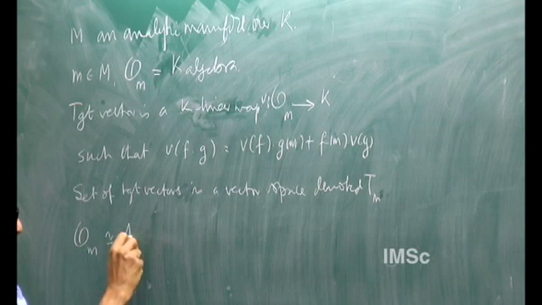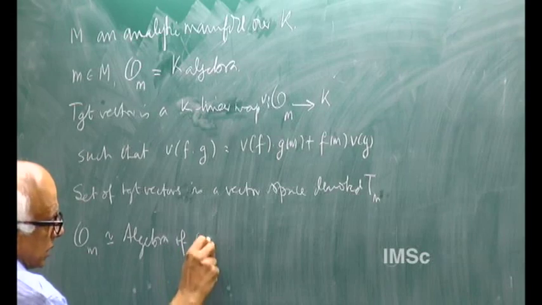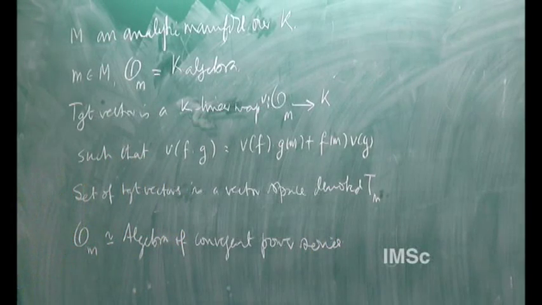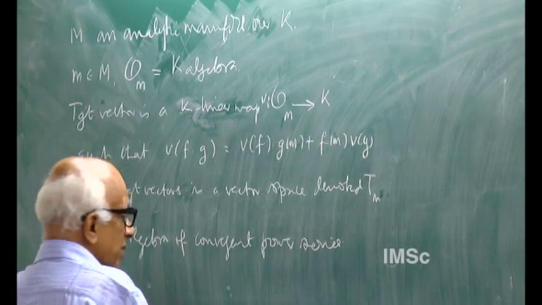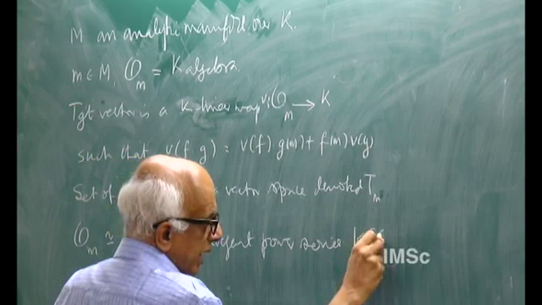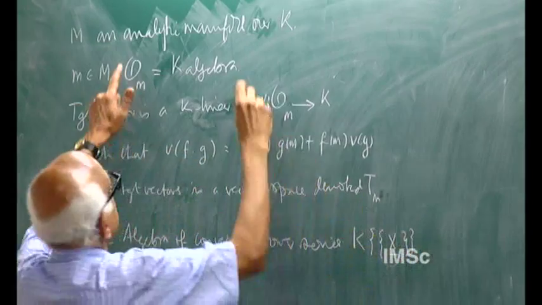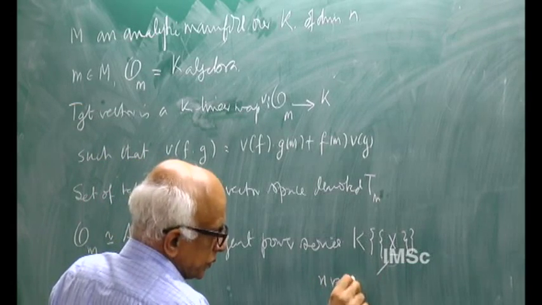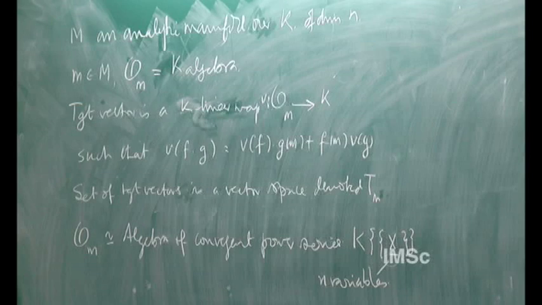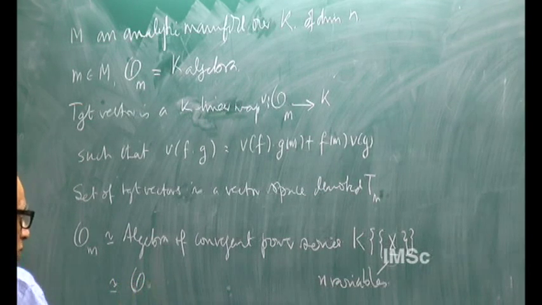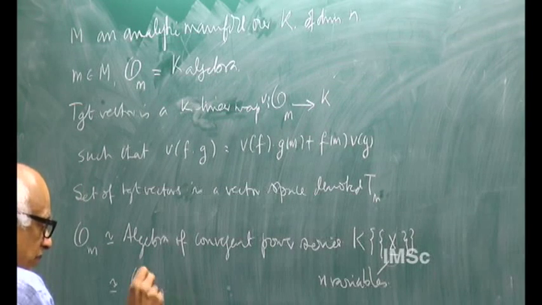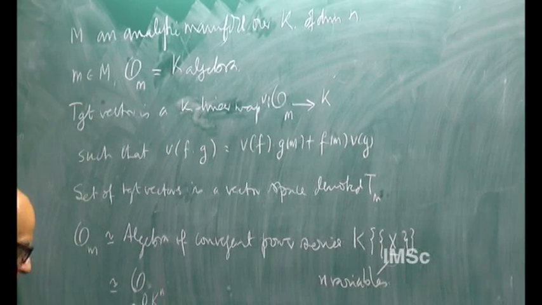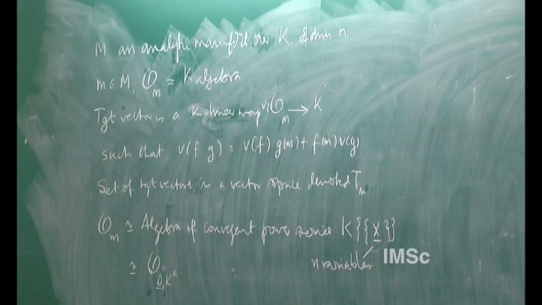is isomorphic to the algebra of convergent power series. And this has a notation: the algebra of convergent power series denoted K curly bracket X, for a manifold of dimension n, with n variables here. The same as, if you like, O at the origin in K^n, that is the germs of analytic functions at the origin in K^n, 0 is the origin. So this is the kind of thing I ended up with telling you yesterday.